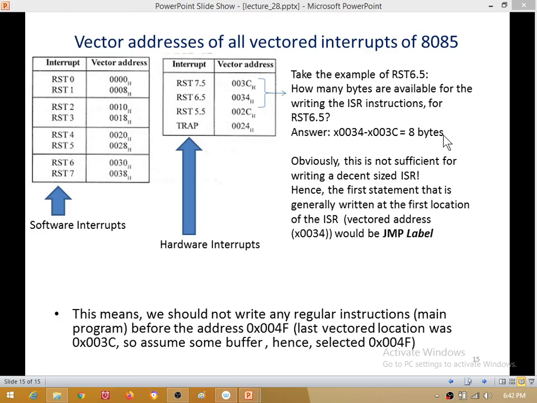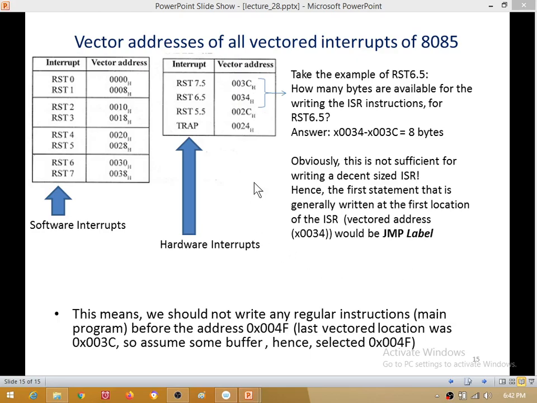The answer is that when you jump to this particular location, the first thing you write here is another jump, to another label. So if I have to write a large interrupt subroutine for my RST 6.5, then the first instruction of my subroutine at 0034 would be a jump to some other place, and at that other place I can write a very large interrupt subroutine consisting of a very large number of assembly language instructions.